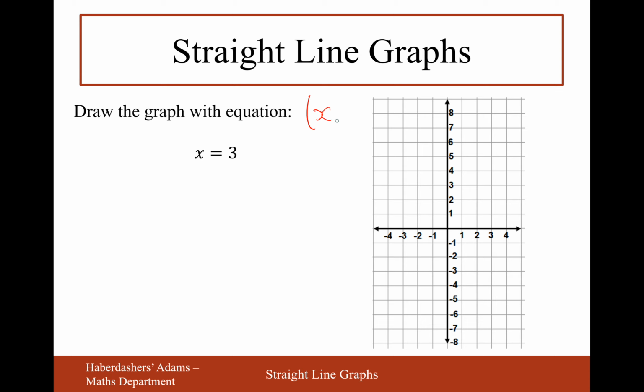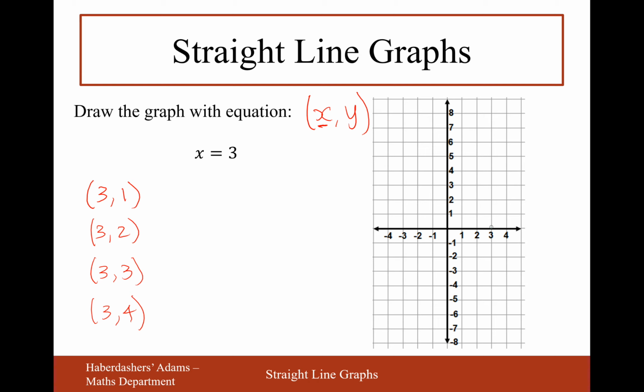Remember, it's the x part that goes first, the y part that goes second. So I want some coordinates where the first part is 3. So 3, 1, 3, 2, 3, 3, 3, 4. So all of these coordinates here have an x part of 3. Now let's plot these points.